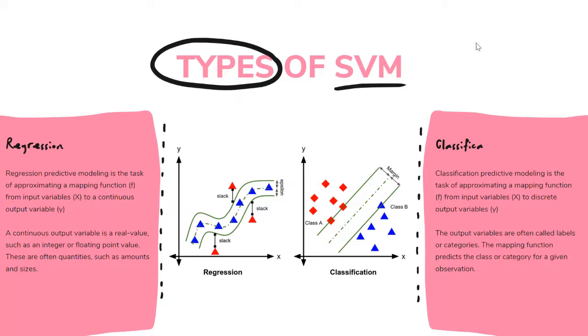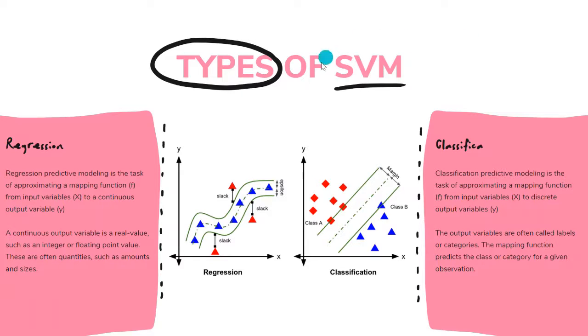Classification predictive modeling is the task of approximating a mapping function from input variables to discrete output variables. The output variables are often called labels or categories. The mapping function predicts the class or category for a given observation.